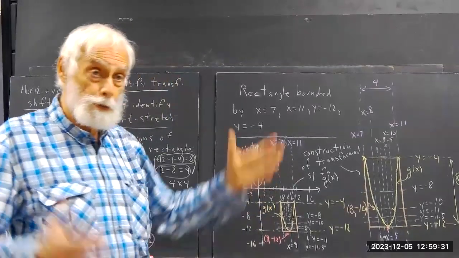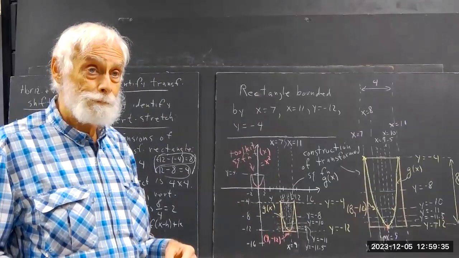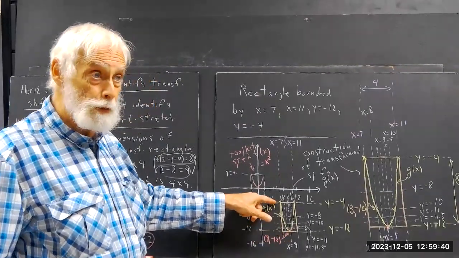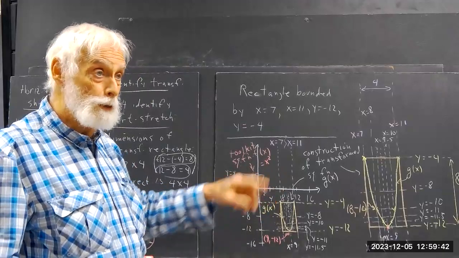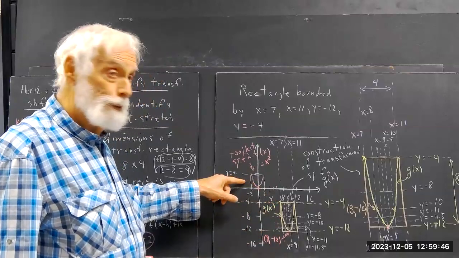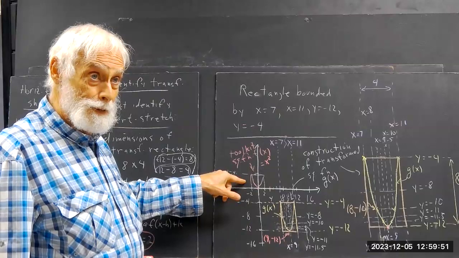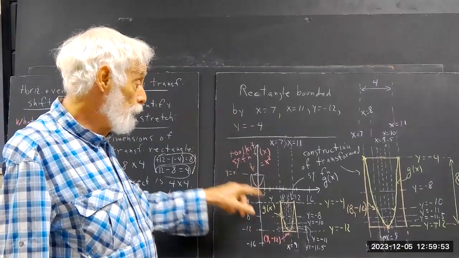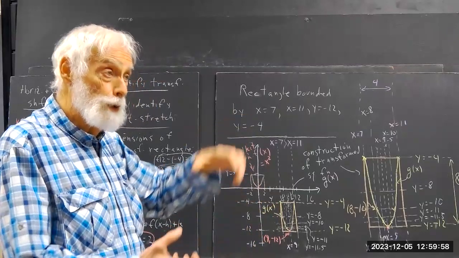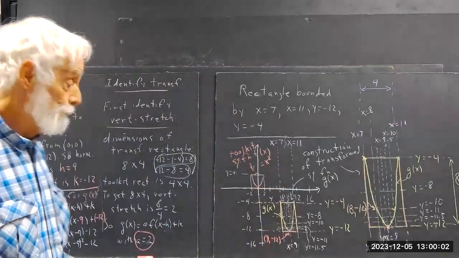How high is this rectangle? Can you show me with your fingers? It goes from y equals -12 up to y equals -4. How far is that? It's 8 units, isn't it? And what's this? This is a 4 by 4. How do you go from a 4 by 4 to an 8 by something? You have to vertically stretch. You have to double its height. It goes from 4 units high to 8 units high.